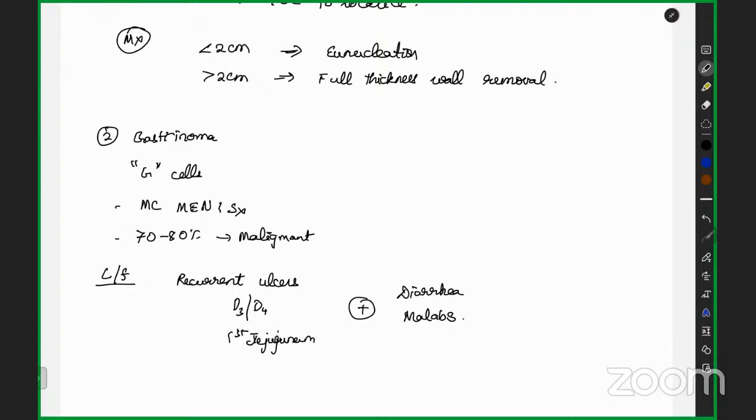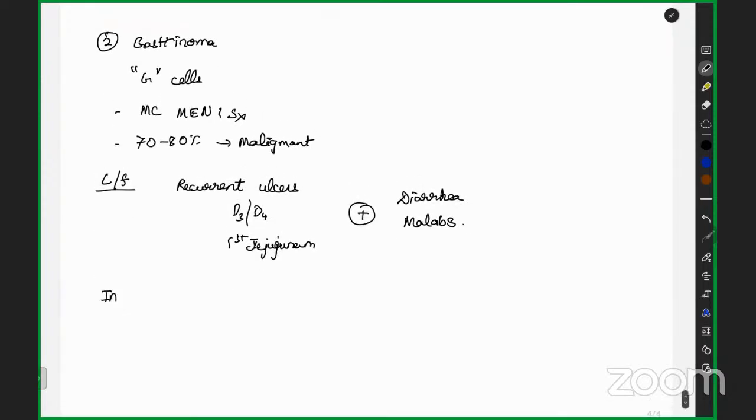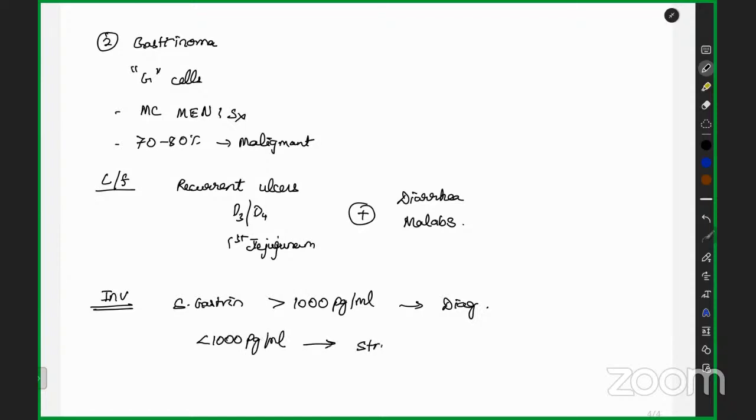Absorption. Now, what you're going to do? You're going to take an investigation. What investigation do you do? Serum gastrin level. When the serum gastrin level is more than 1000 picogram per ml, it is a diagnostic feature. If it is less than 1000 picogram per ml, what will be your next step? You go for a stimulation test.